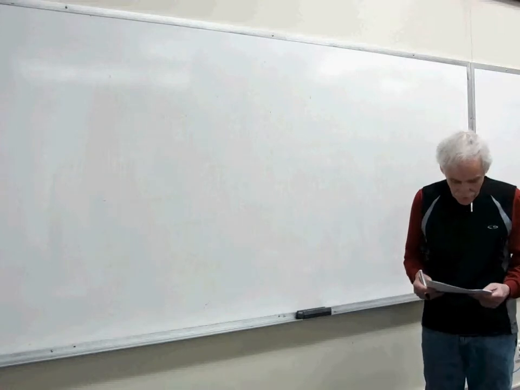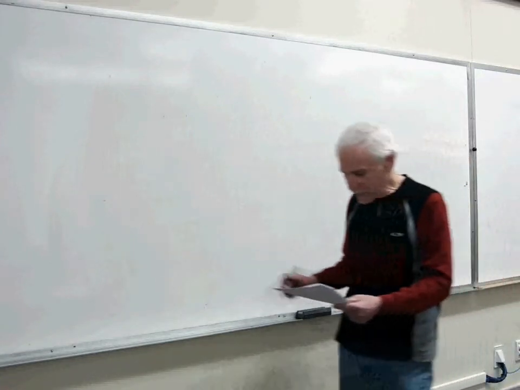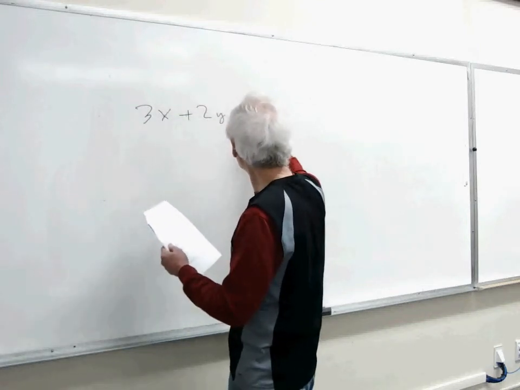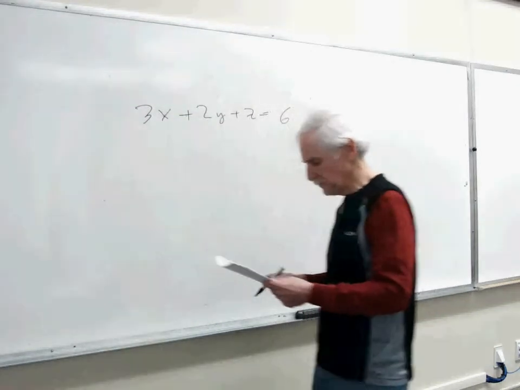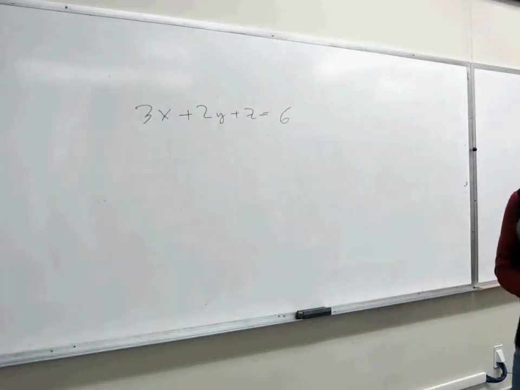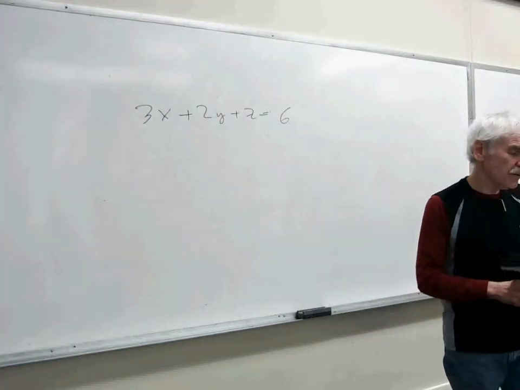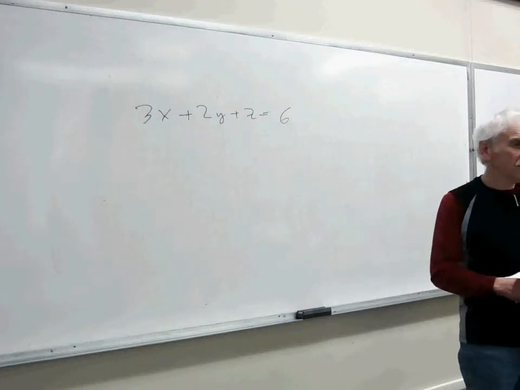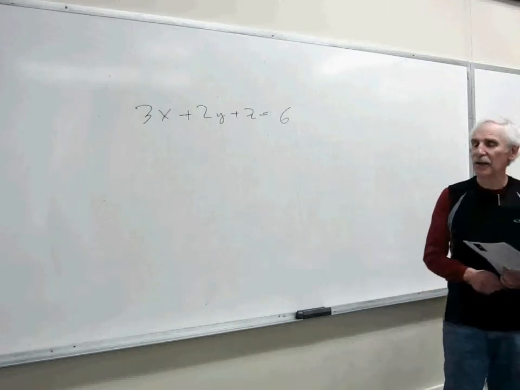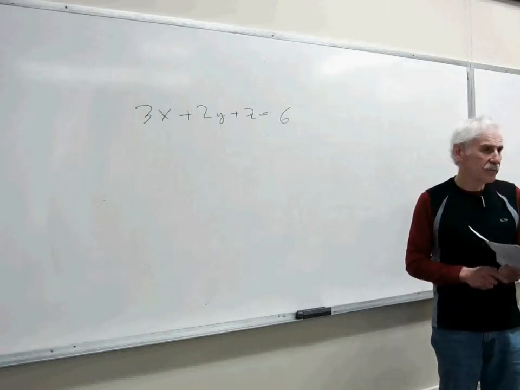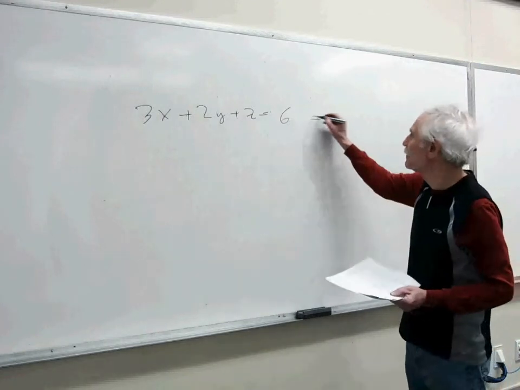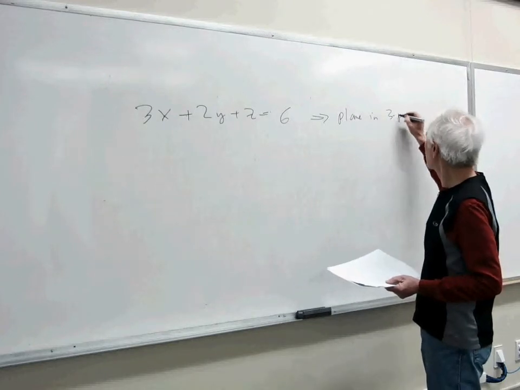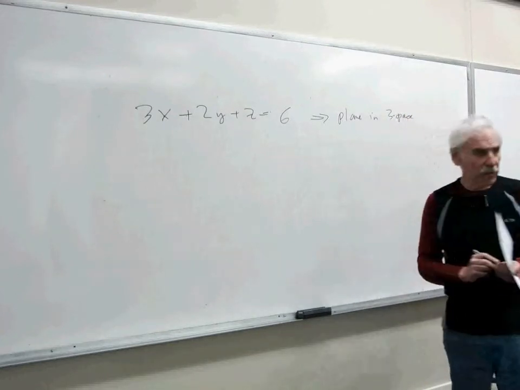Nice, huh? Okay, question 12. Consider the following equation: 3x plus 2y plus z equals 6. That is one equation in 3 unknowns, right? What geometrically is this equation? And the answer is it's a plane. I remember the box, the 3-dimensional box. It's a plane in 3 space.